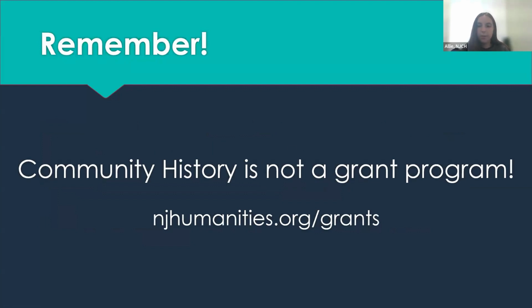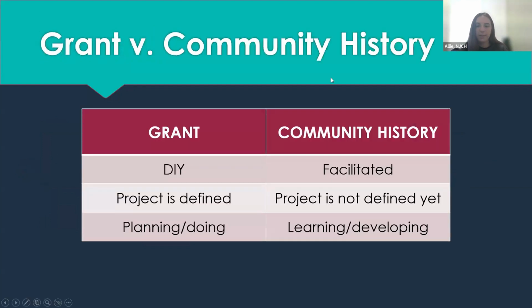Another quick point is that community history is not a grant program, even though there is funding involved. I can explain the difference a little bit. When you apply for a grant, you have to know what you're doing. But for community history, you don't have to know exactly what you're doing. You can apply for this program without any project ideas in mind, because you'll be developing it over the course of the program. And grants are very much DIY, while community history is a learning program first, and project development and awards second. So it's all about the process and developing a new project through a cohort-oriented process.